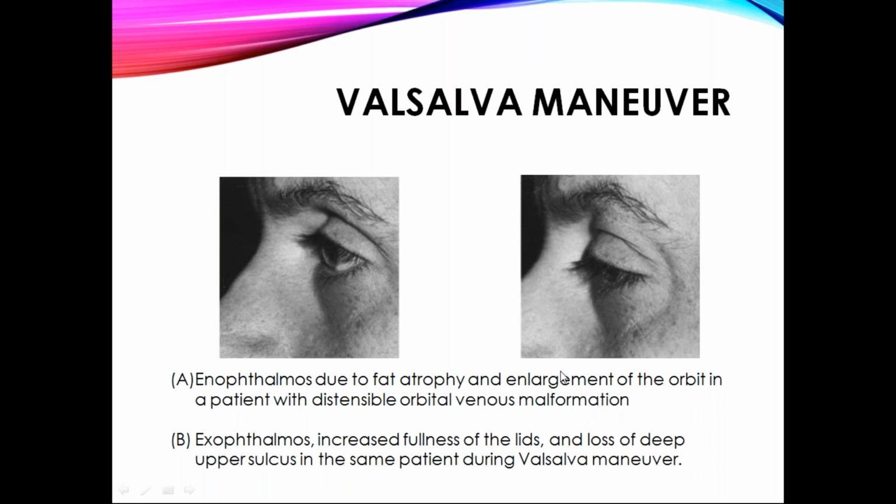Venous malformations are nothing but the veins which are present in the orbit, the superior ophthalmic vein, inferior ophthalmic vein, all these veins start to get dilated. Just like varicose veins, these veins get dilated. So these patients are likely to develop proptosis only when they perform the Valsalva maneuver. When they hold their breath for some time, the eyeball protrudes.